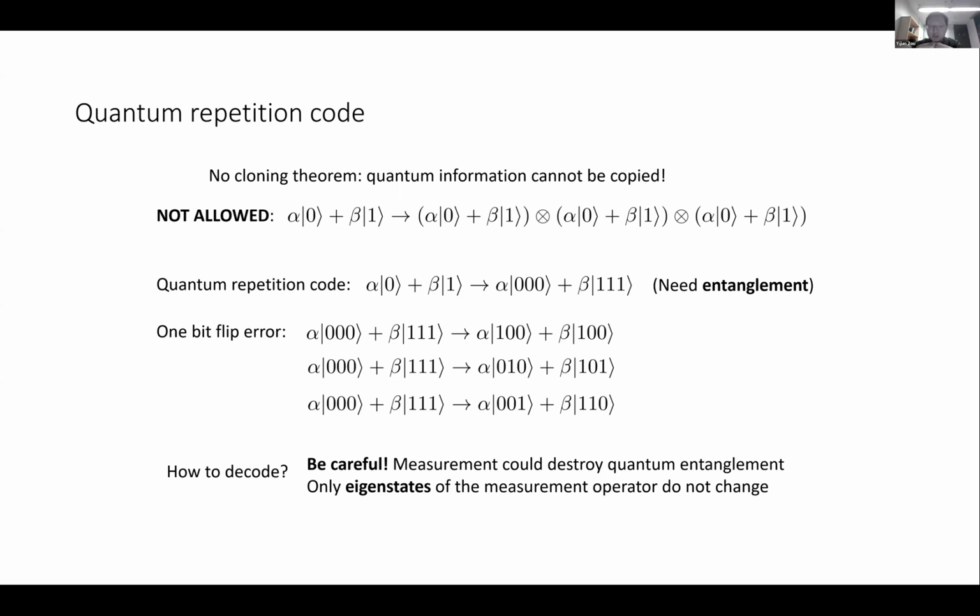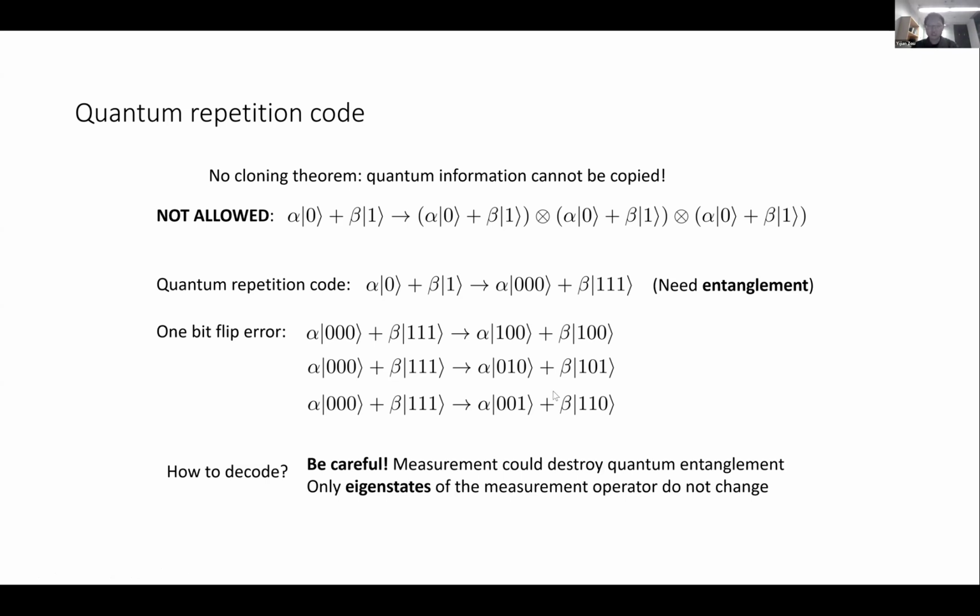The no-cloning theorem says that quantum information cannot be copied. So if you want to encode this logical information, alpha 0 plus beta 1, that is the quantum bit, into a larger Hilbert space, what you cannot do is just prepare three identical copies of it, because this operation is not a unitary operation, which is not allowed by the no-cloning theorem.